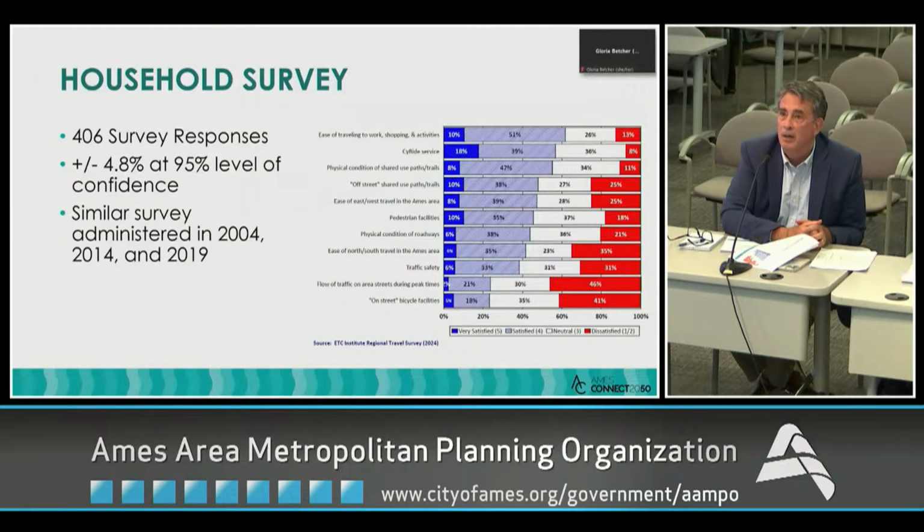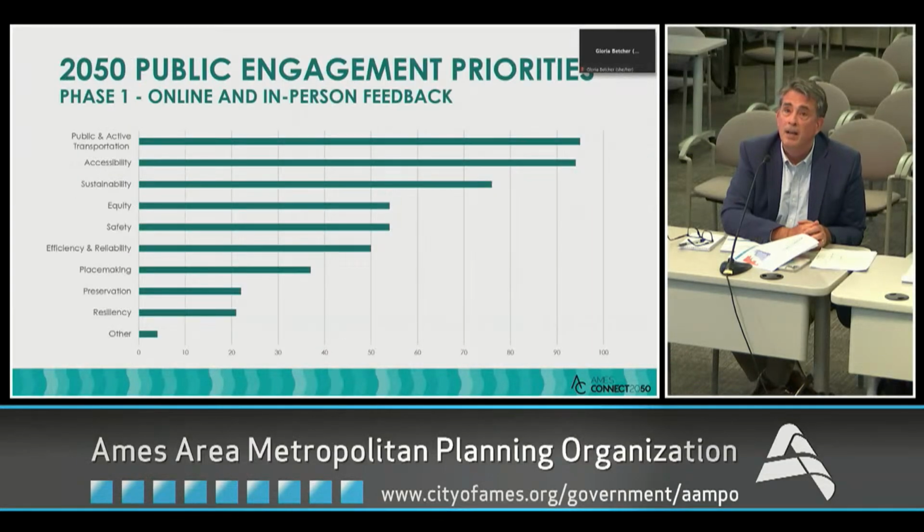Are you very satisfied with the SciRide service, ease of traveling to work and shopping, getting feedback and all that. But again, you can see that it's within a range of plus or minus 5% based on that household survey. And then the next one kind of gets into an example of the type of feedback.